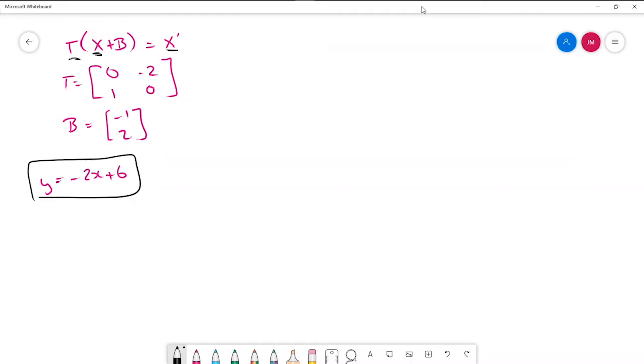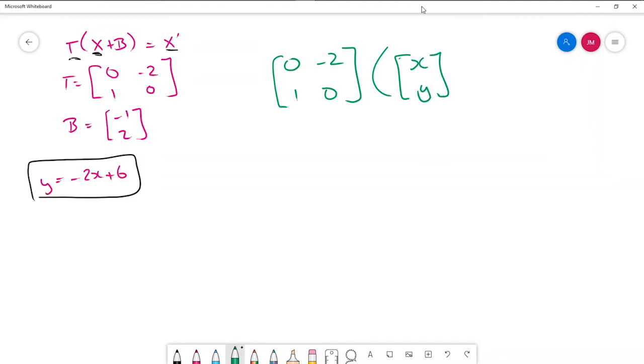So let's, just like every other question, write our matrix equation first. So T is 0, negative 2, 1, 0, and then that is multiplying our x, y, and that is being plussed by our B, which is negative 1, 2. And all of that is going to equal your image. Now, this is a super long question, so bear with me.